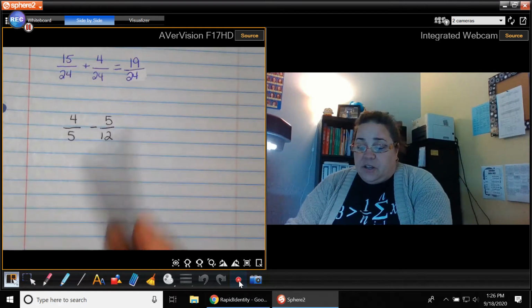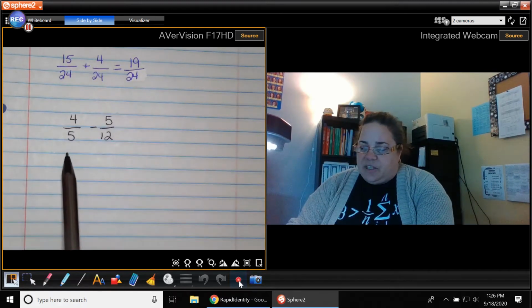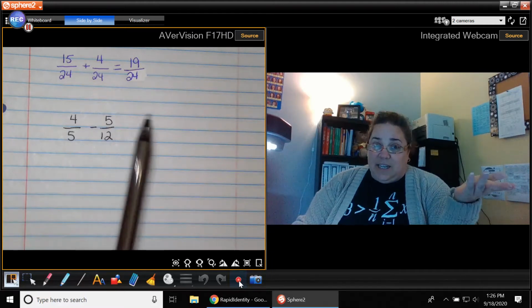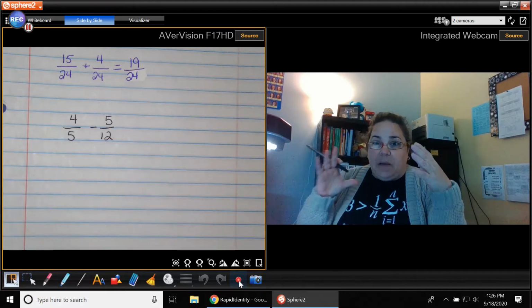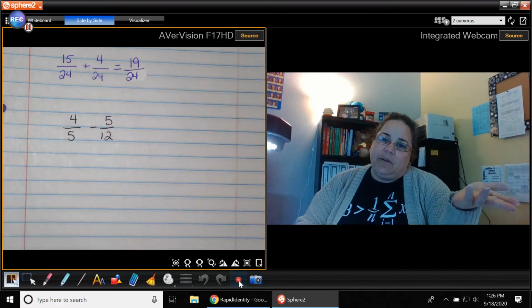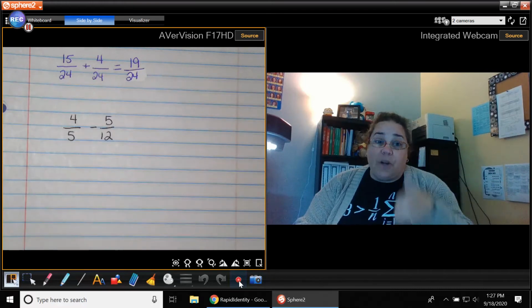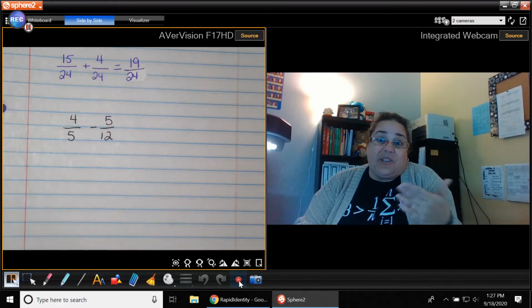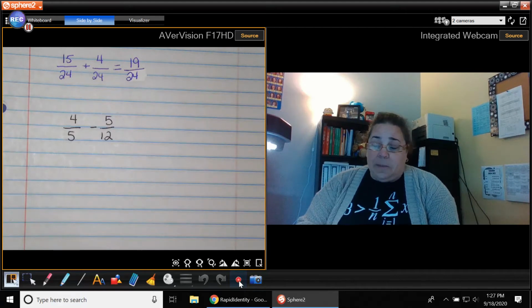Okay. So once again, I need to try and find the least common denominator. Now I could look at this and say, well, the easy thing to do is 5 times 12 is 60. And I could make a really big fraction, but I don't want to have to make a really big fraction if I don't have to.